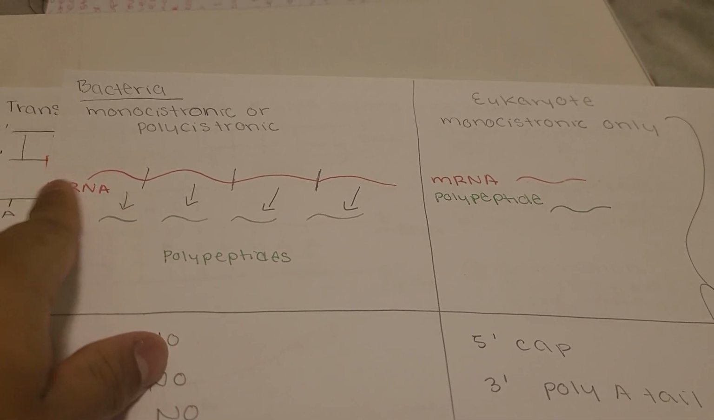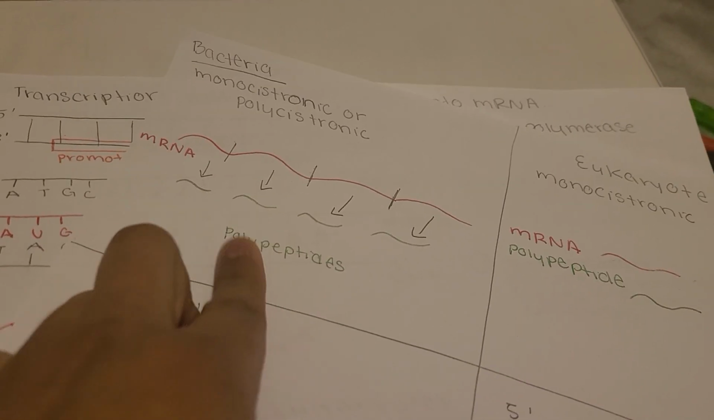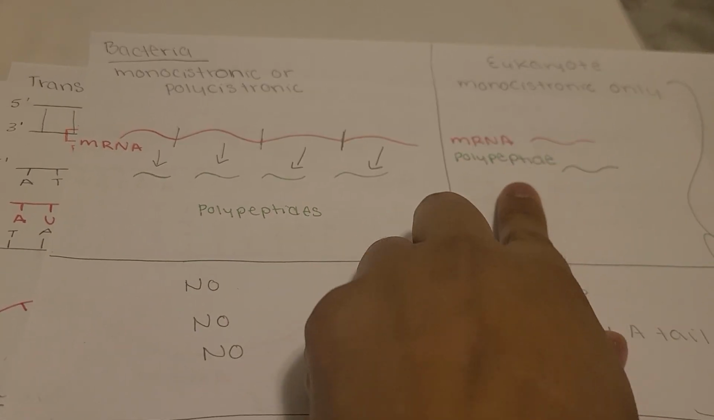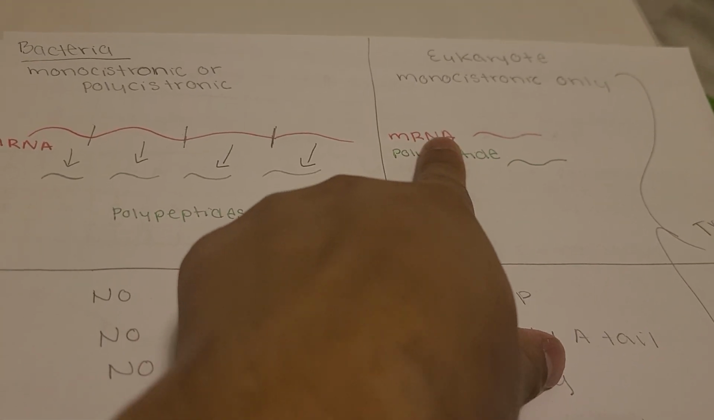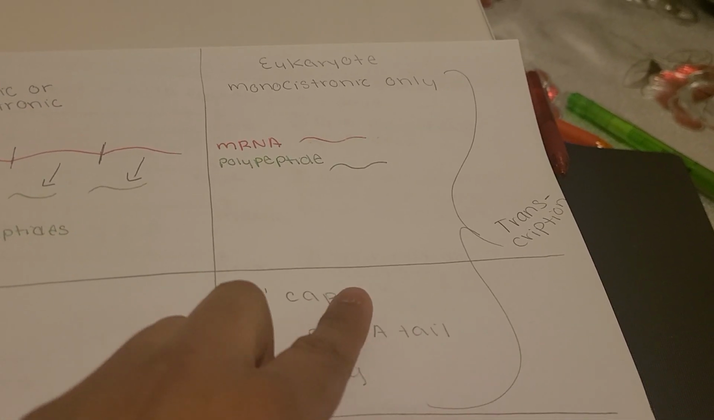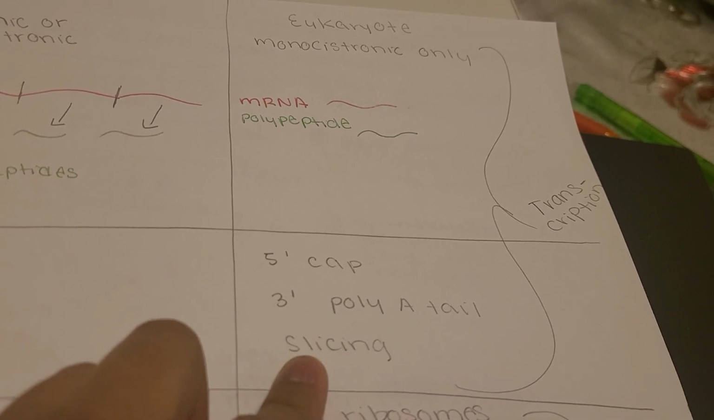This mRNA encodes for 4 different polypeptides, and in this one right here, it could only encode 1. And then the other difference is that eukaryotes have the 5 prime cap, the 3 prime poly A tail, and splicing.